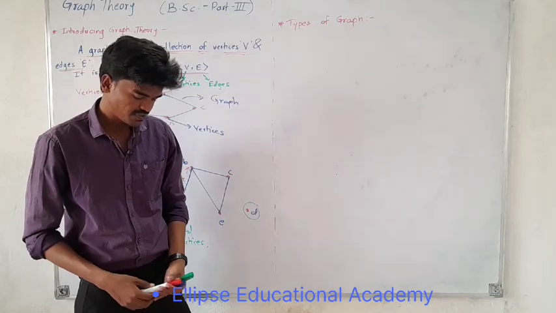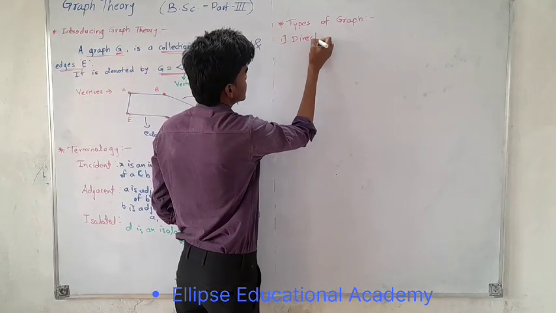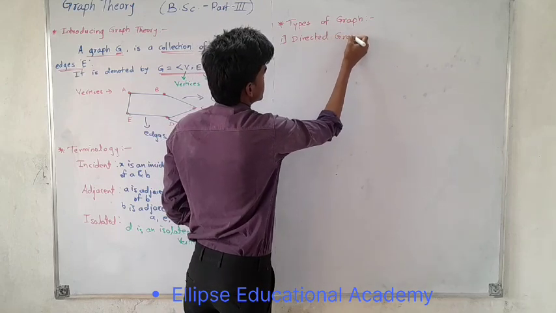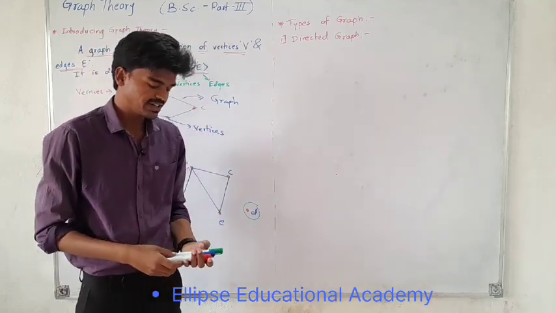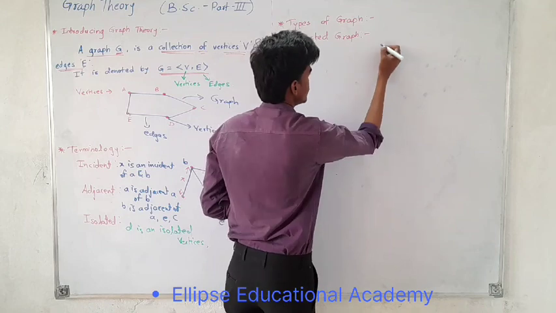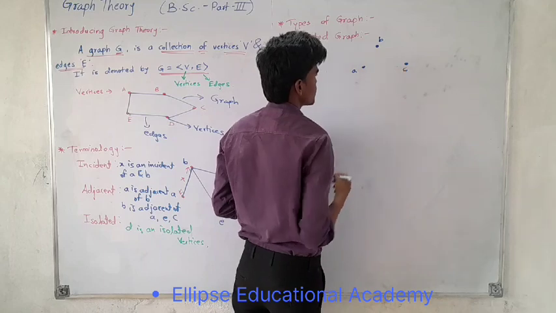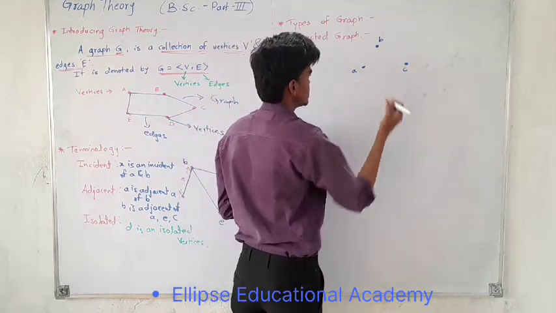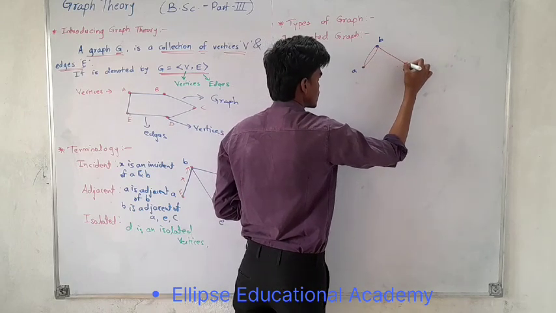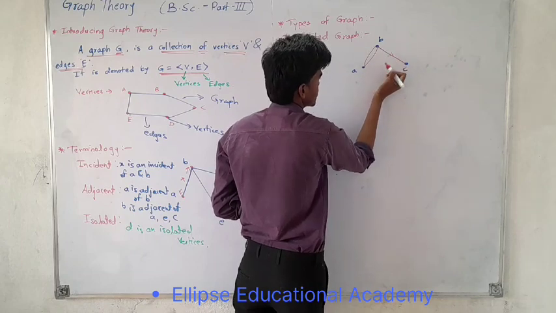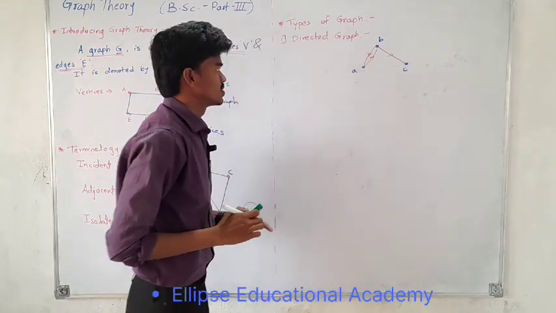Now the types of graphs. The first type is the directed graph. A graph which has direction is called a directed graph. Let us see one example. We have three vertices A, B, C, joined by some edges like this, and I will direct them like this.